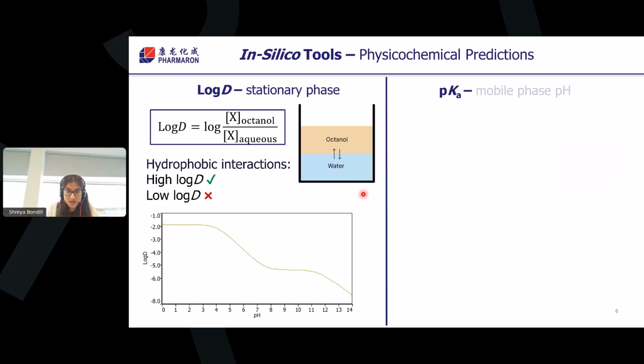For example, if a logD curve of a compound is low across all pHs, like this one, then this might indicate poor retention in reverse phase. So this might prompt considerations of alternative techniques that might be more suited to polar compounds, such as hydrophilic interaction chromatography.